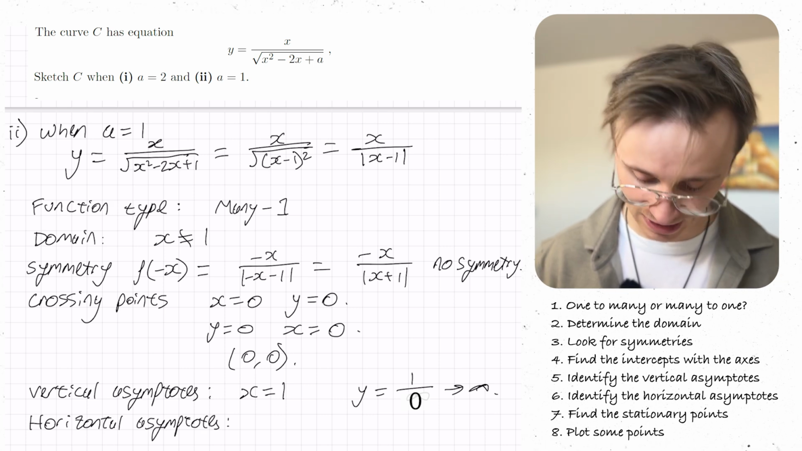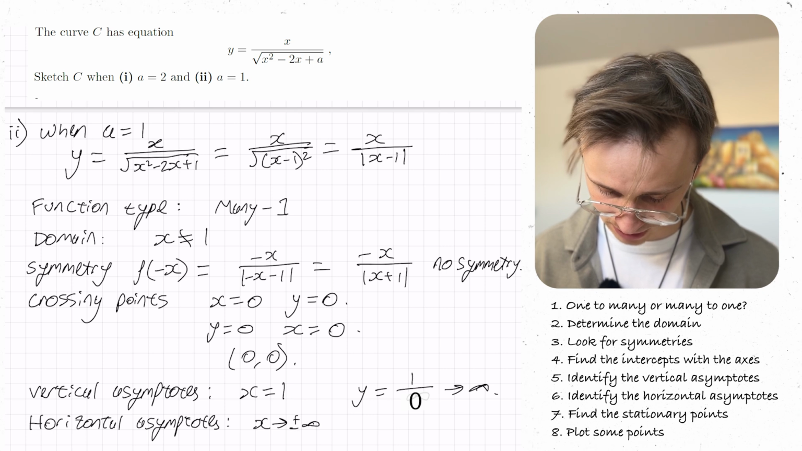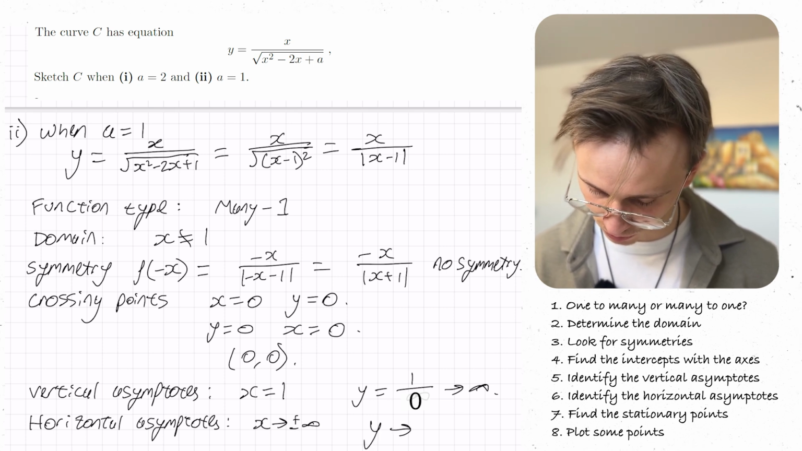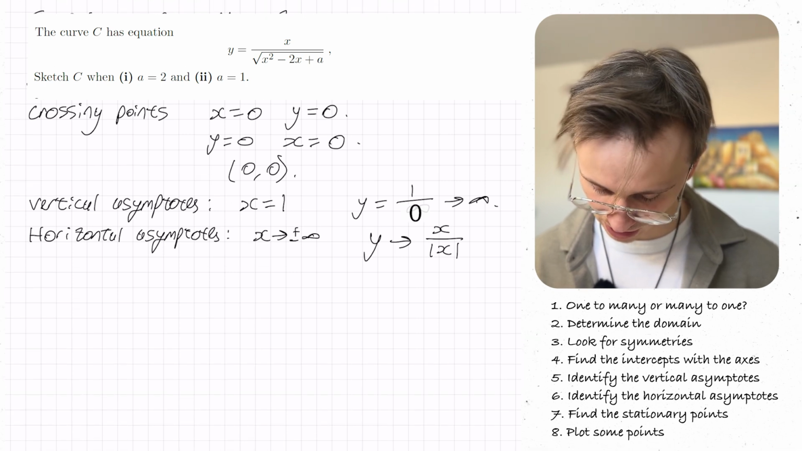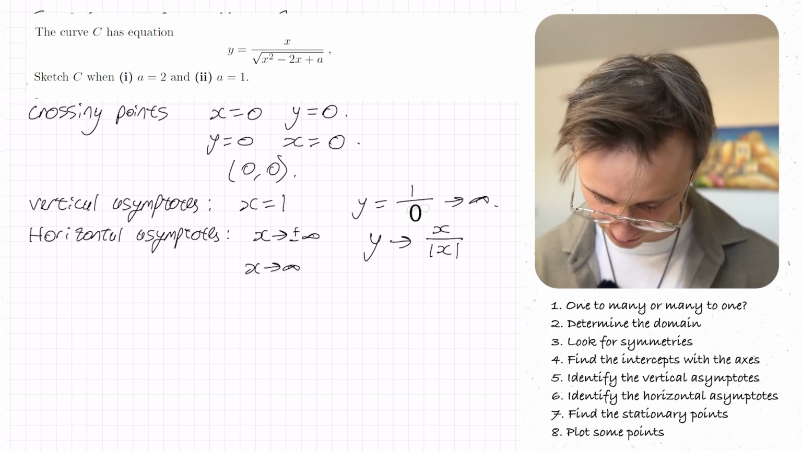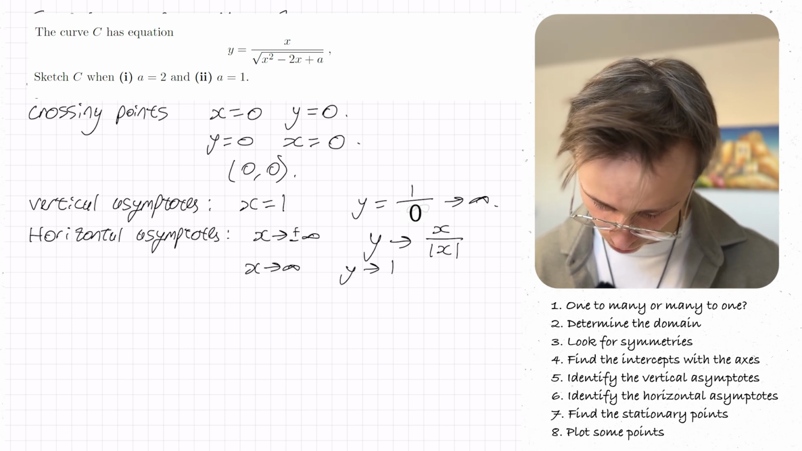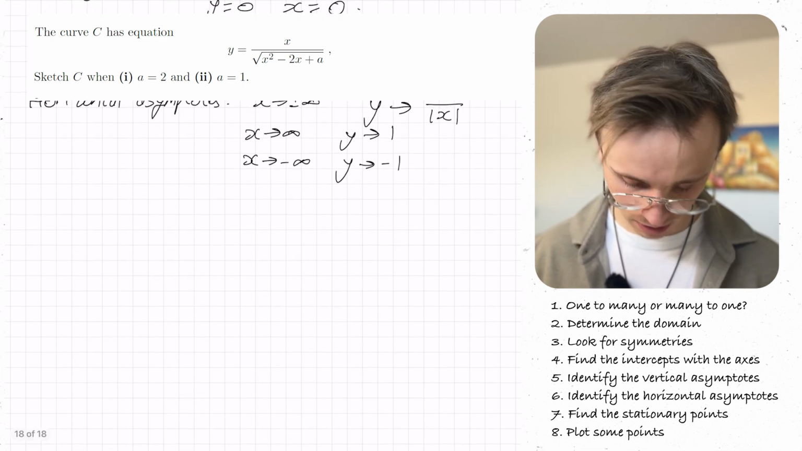Horizontal asymptotes. This is again exactly the same as before. As x tends to plus or minus infinity, y tends to x over the modulus of x. So we have that as x tends to infinity, y tends to 1, and as x tends to minus infinity, y tends to minus 1. Okay, pretty simple.